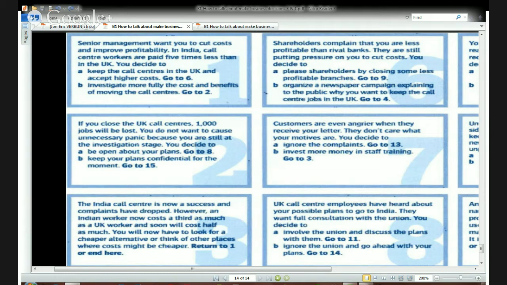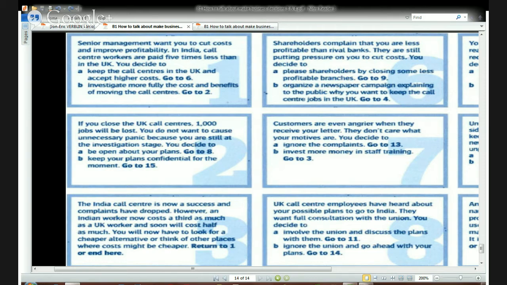Your company should cut the cost of call center in the UK. Payment to the local worker is quite high, so moving call center to India would reduce the cost very much. It would cut down on the costs, basically.